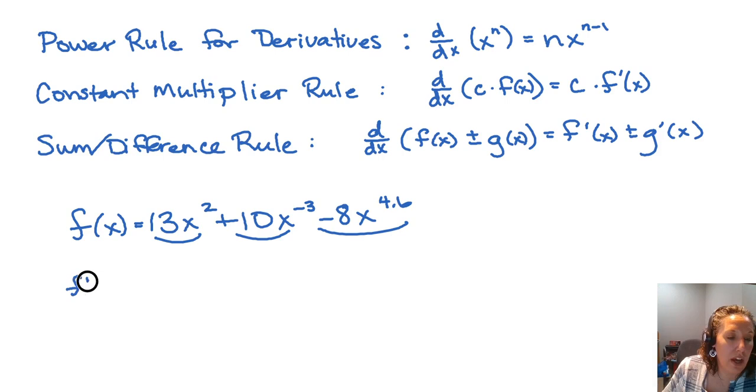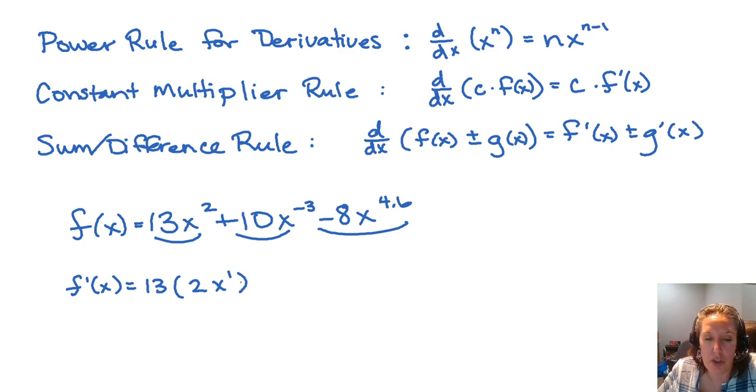So our derivative, f prime of x, is going to be equal to 13 times the derivative of x squared. X squared is using the power rule with n equal 2. So it's going to bring down that power of 2 times x to that power minus 1. So 2 minus 1 is 1, and you don't necessarily have to put that 1 there. It's understood.